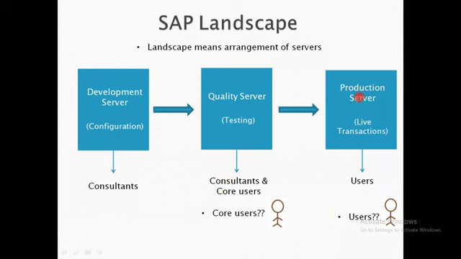And the production server is the live server where users will enter day-to-day live transactions into SAP. Live transactions means, in sales and distribution, we discussed inquiry, quotation, sales order, delivery, invoice. All these transactions users will enter in the production server. It is the live server. So the production server will be used by users. Users means both end users and core users.